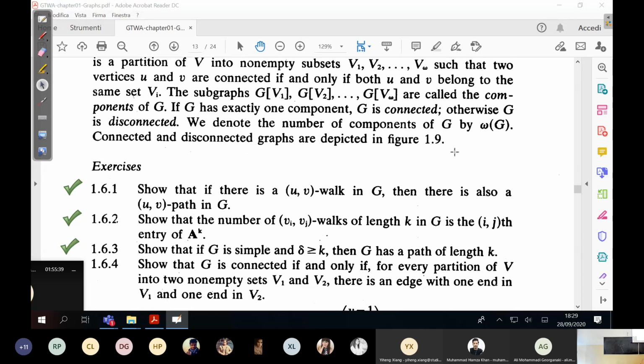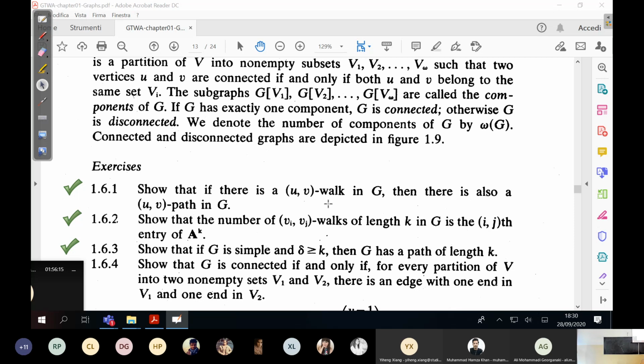Okay, now let's go to this, okay, 1830. This problem. Again, this is intuitively rather easy, but we must be able to do a formal proof of this. So that if there is a UV walk in G, then there is also a UV path in G, without repetition of vertices. How can we do that?